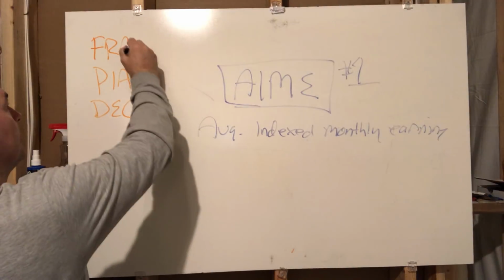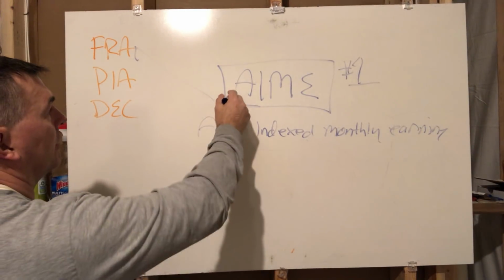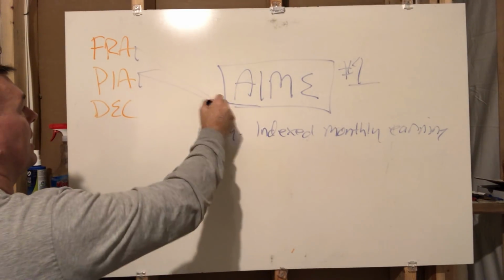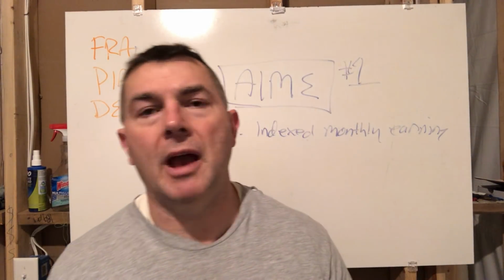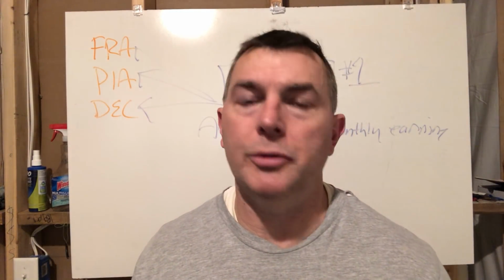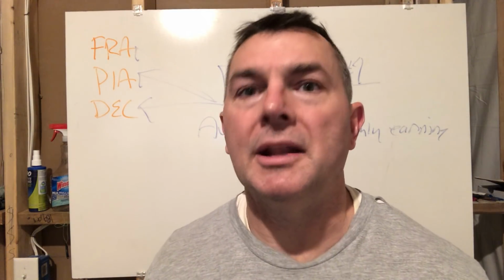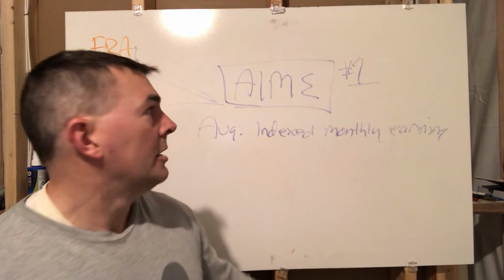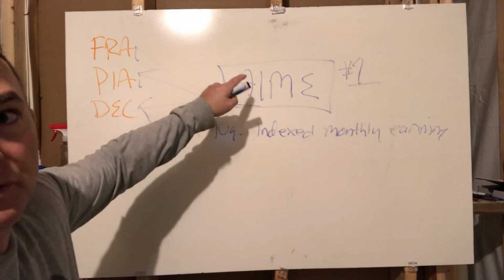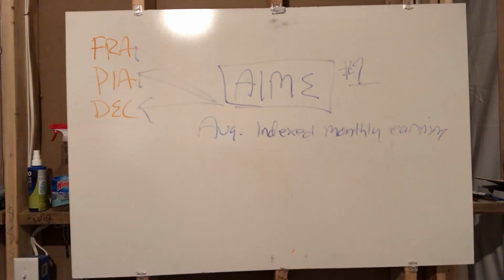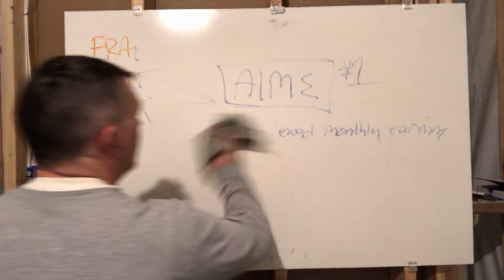Everything. The FRA doesn't matter what AIME is, but your PIA and delayed earnings credits all revolve around your AIME. Your FRA has nothing to do with anything, just how old you are. Literally, FRA is set in stone. It can't change. It'll never change. Your AIME, though, everything flows through this right here. So I want to take some time to talk about this because it's absolutely that important.